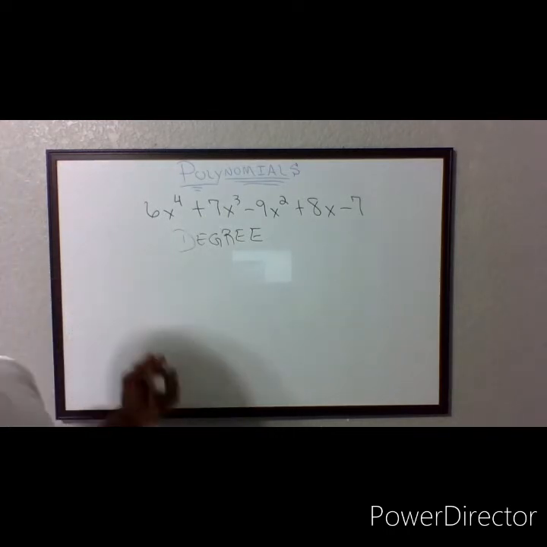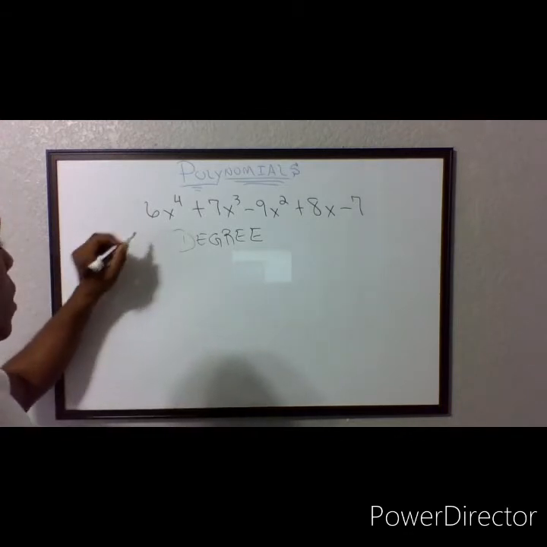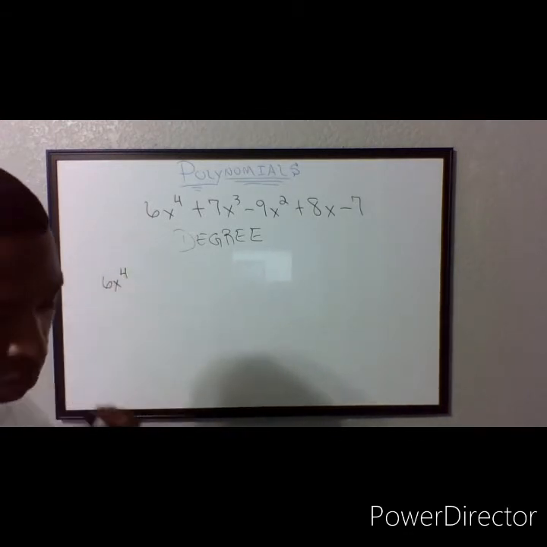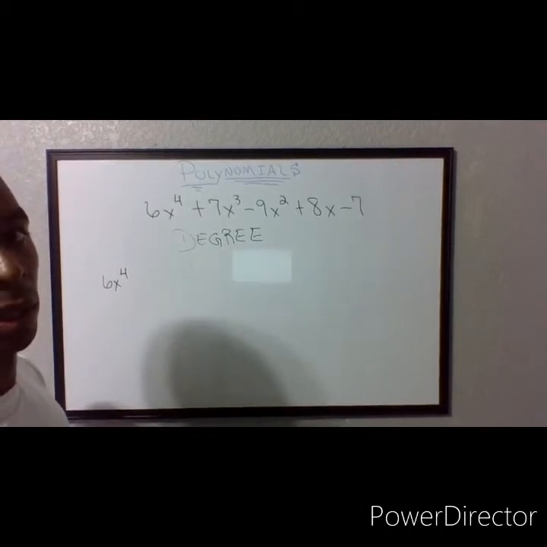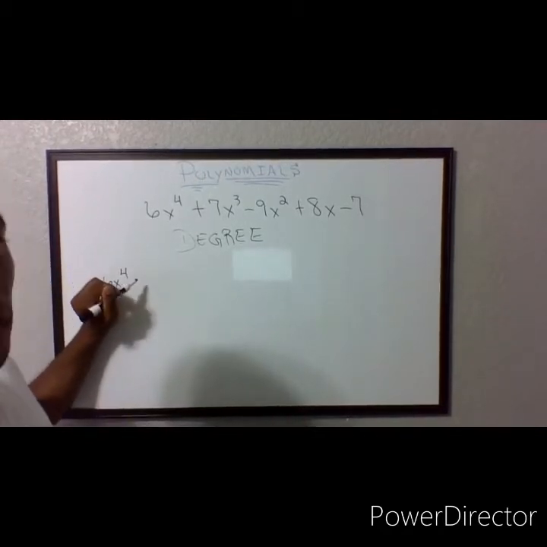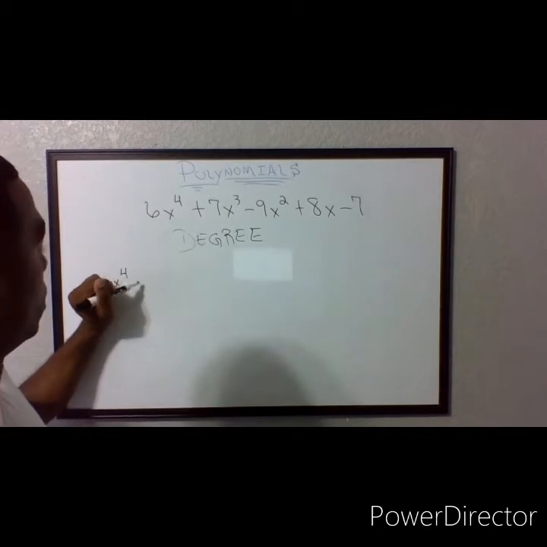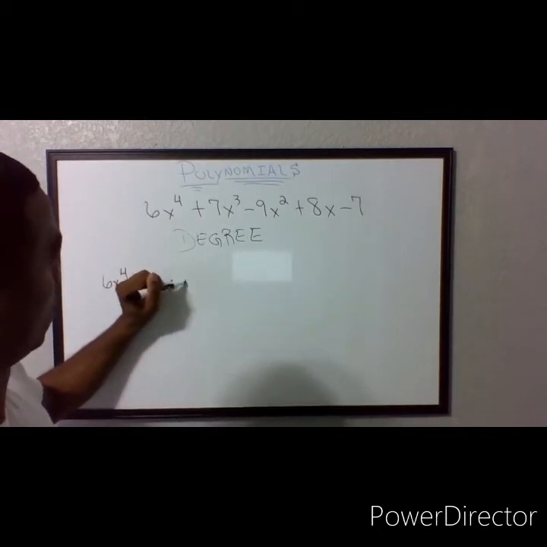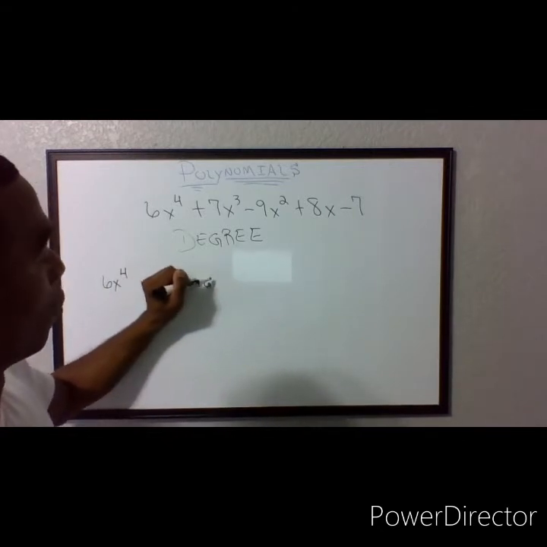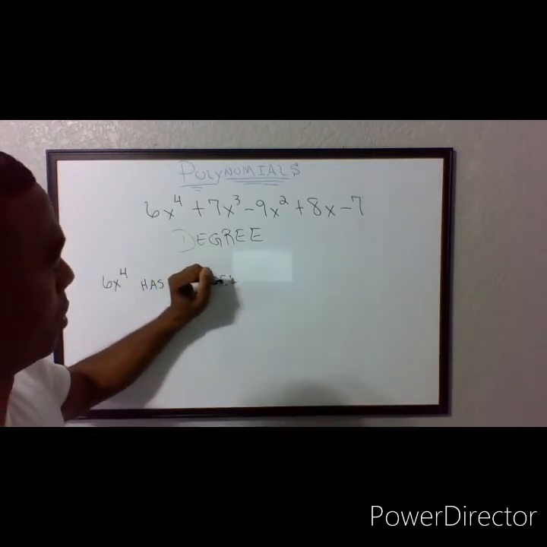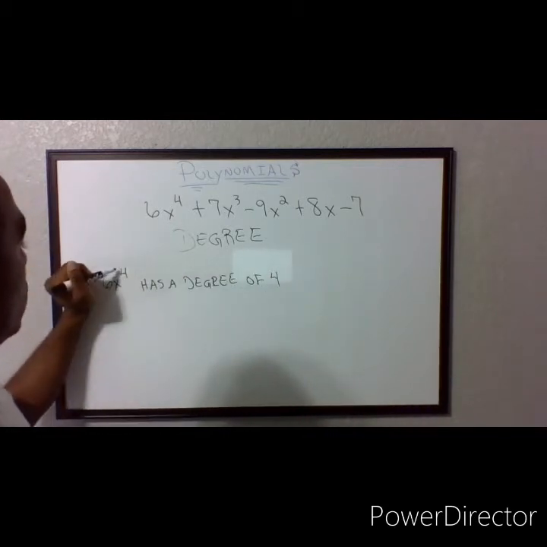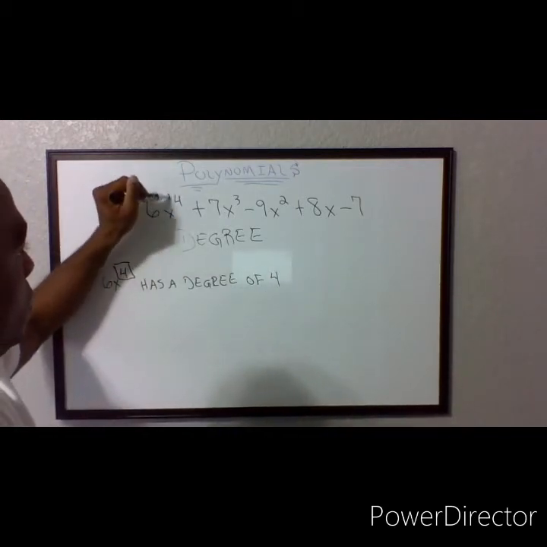Let's take a look at this. 6x to the fourth in the equation has a degree of 4, or it's to the fourth power. It has a degree of 4. The degrees are these numbers.